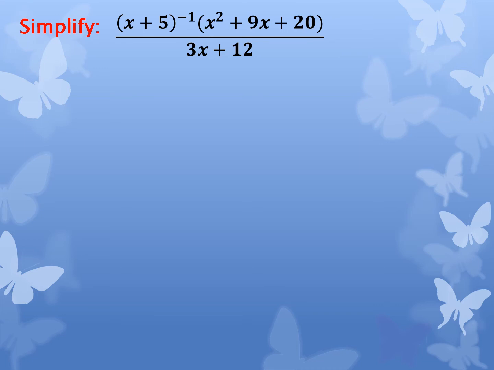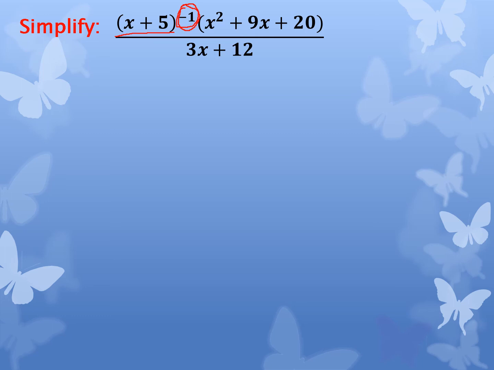All right, let's look at our first example. In this example, they want us to simplify x plus 5 to the negative 1 times x squared plus 9x plus 20, all over 3x plus 12. The first thing I notice here is that this factor has a negative 1 for the exponent. Since it is negative in the numerator, we're going to move this whole factor to the denominator, and it's going to gain a positive 1 instead of a negative 1.